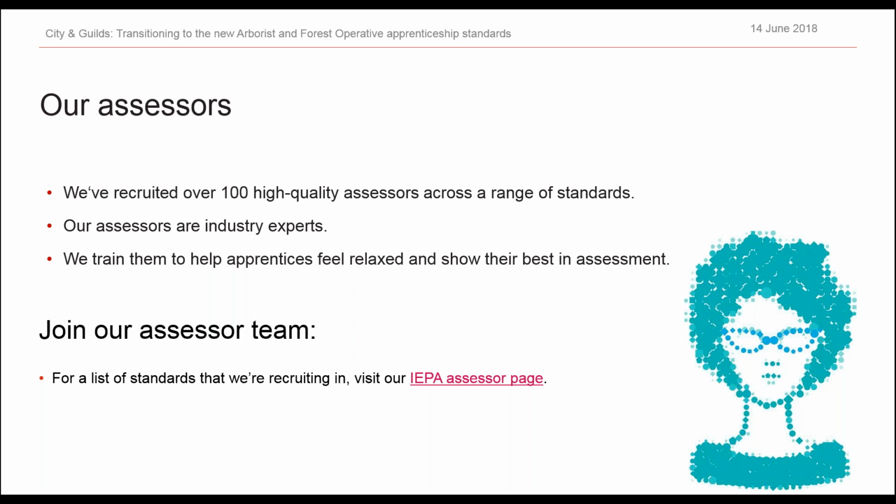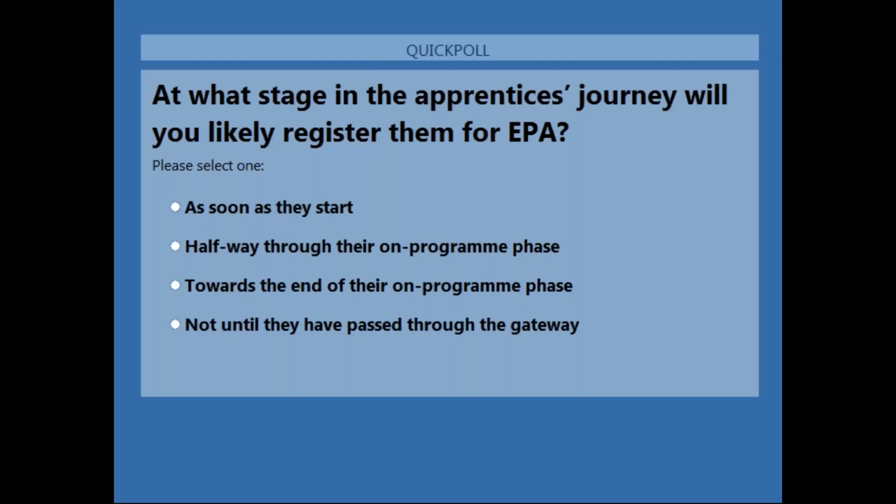Now we've got two final poll questions for you. They're going to pop up on the screen very shortly. The first of which is, at what stage in the apprentice's journey will you likely register them for endpoint assessment? And the options that you have are, as soon as they start, halfway through their on-program phase, towards the end of their on-program phase, or not until they have passed through the gateway.